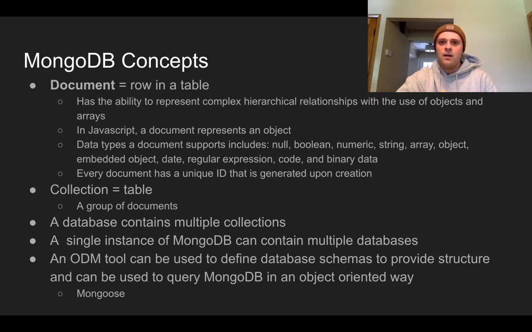Now, MongoDB is a lot like relational databases, in that a document is the same as a row, but a document is represented as an object. And a collection is the same as a table, in that a collection is just a group of documents. And a database can contain, of course, multiple collections, and one single instance of MongoDB can contain multiple databases. And then using an object document mapping tool, you can basically define database schemas and provide structure to your code, and use object-oriented programming to query MongoDB. A good option I would use is Mongoose.js.